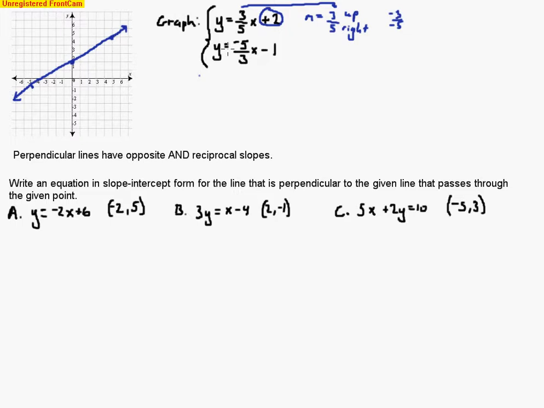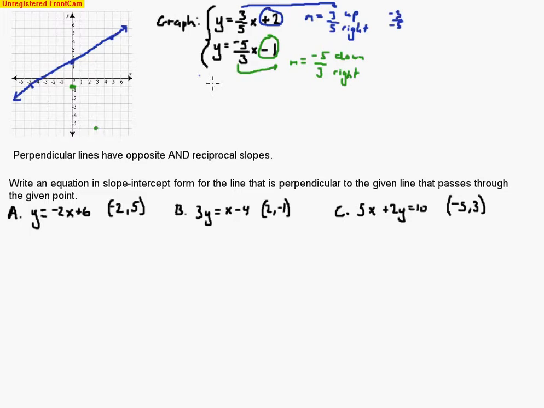Well, let's take a look at the next line here. We have the y-intercept of -1. So we're going to start down 1 space on the y-axis, put a dot there, and then follow what the slope tells me to do. The slope here is -5 over 3. So this tells me to go down 5 spaces, but then I go to the right 3 spaces. So down 1, 2, 3, 4, 5, and then right 1, 2, 3.